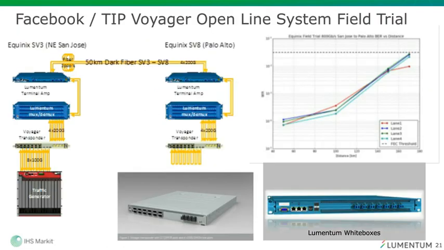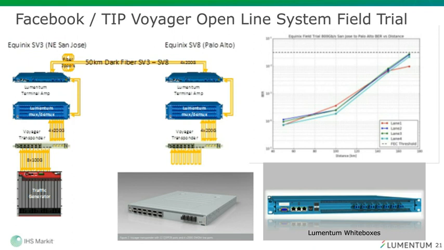Now, a good example of a system such as this would be the Voyager Open Line System field trial, which was announced publicly on November 1st at the TIP Summit held at the Facebook headquarters. So in this trial, an open line system was deployed between two Equinix data center sites from San Jose to Palo Alto, which is about 50 kilometers of dark fiber.